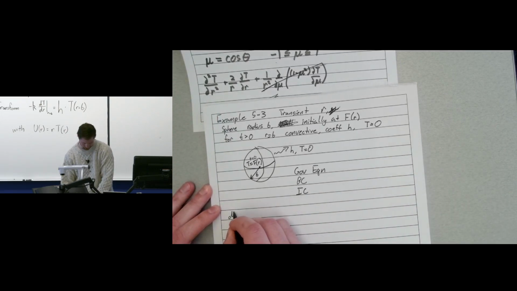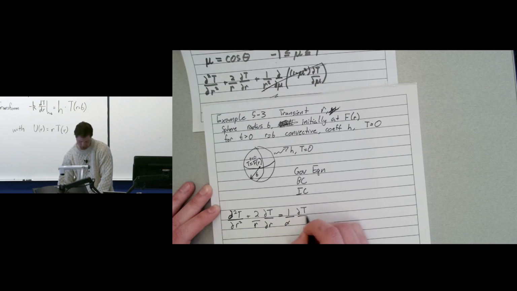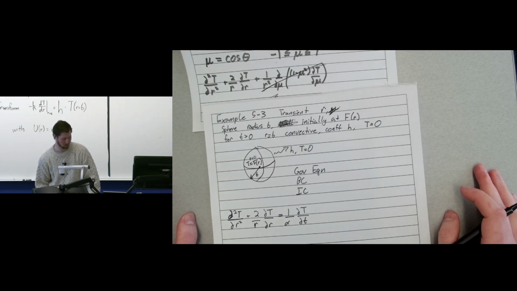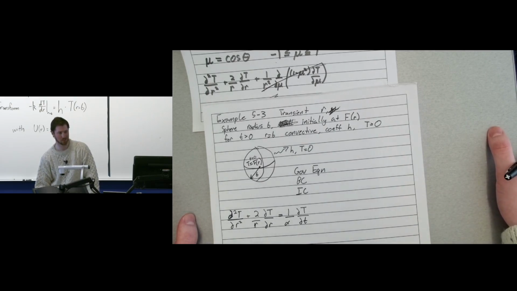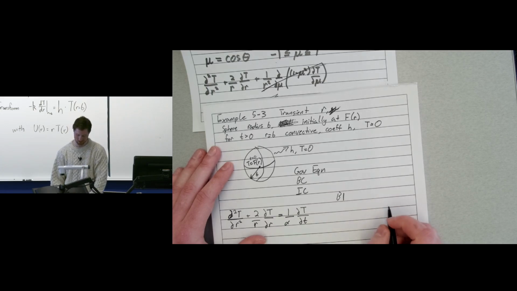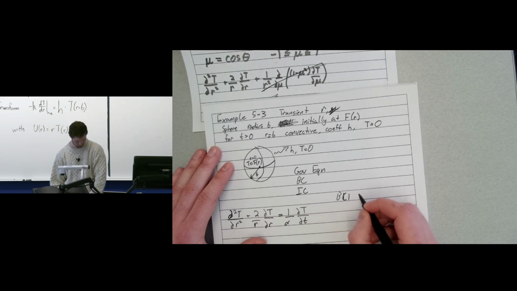So we're going to have the partial derivative of temperature with respect to r plus 2 over r equals 1 over alpha partial with respect to time. Okay, how many boundary conditions do I have? 2. Yeah, all right, so give me one boundary condition. T of r goes to 0 is finite.